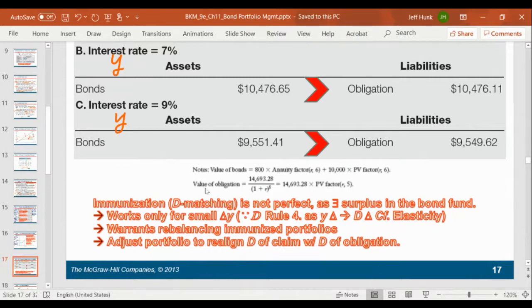So that means, because duration changes together with the change in interest rate, rebalancing is warranted. Rebalancing is needed. Rebalancing the immunized portfolio is warranted. And rebalancing is adjusting the portfolio to realign the duration of the claim with the duration of the obligation as they change. Okay, that's not a difficult concept to comprehend.